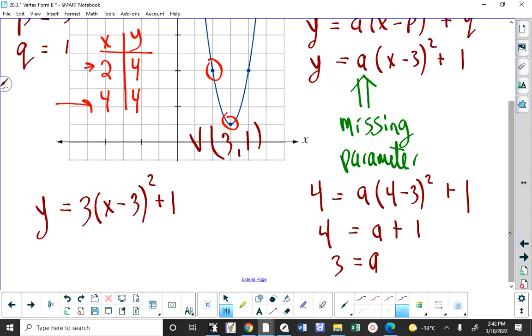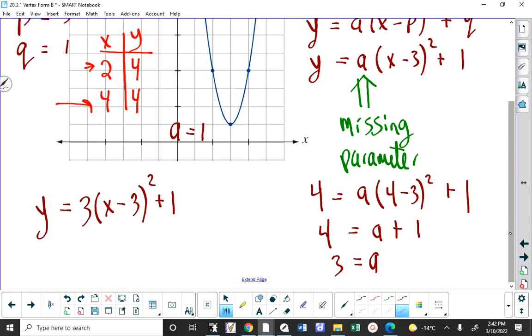I'm going to show you something here. And I still want you to do the missing parameter thing this way, because what I'm going to show you will work here, but it won't always work. If this parabola had a equals 1, then it's the regular x squared parabola, right? You know what I'm referring to? And the regular x squared parabola, when you go from the vertex over 1, you go up 1, don't you?